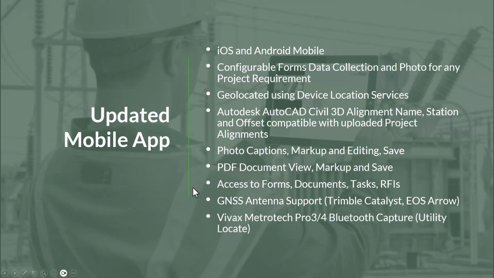The updated mobile app is a native app that works online or offline using iOS or Android mobile phones and tablets. It's a non-programming forms system that allows you to configure any attribute for data collection. Geolocation is available on the inspection itself and every individual photo. Reviewing PDF documents is possible through the app, as well as addressing tasks that are assigned to you.